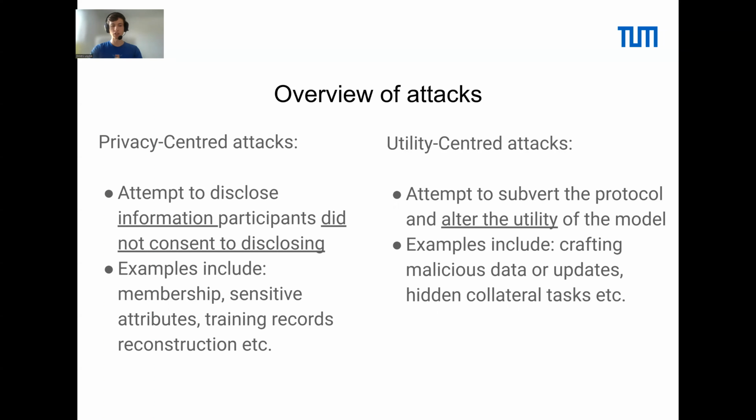So in this work, we particularly concentrate on the privacy-centered attacks, the ones that try to expose the information that you did not want exposed. The examples of this are membership and attribute inference attacks, model inversion, etc. The utility-centered attacks, however, try to undermine the integrity of the trained model. They're trying to introduce collateral learning tasks. They're trying to hinder the performance of the model in specific underrepresented subgroups, etc. The examples of this would be backdoor attacks or model poisoning attacks.